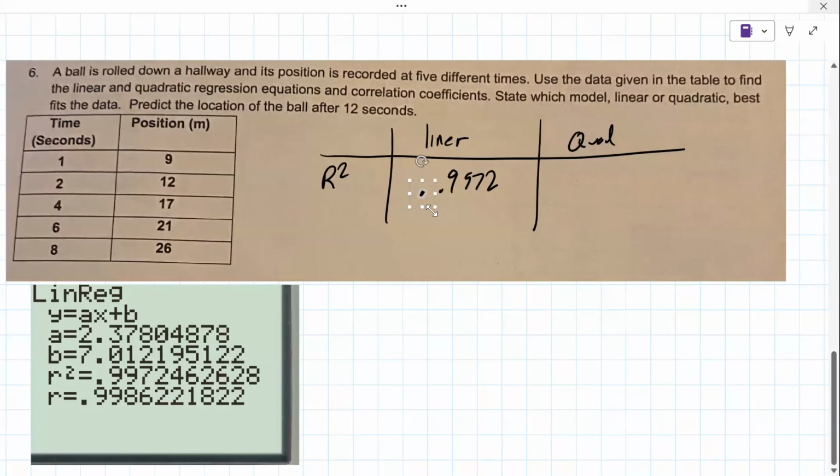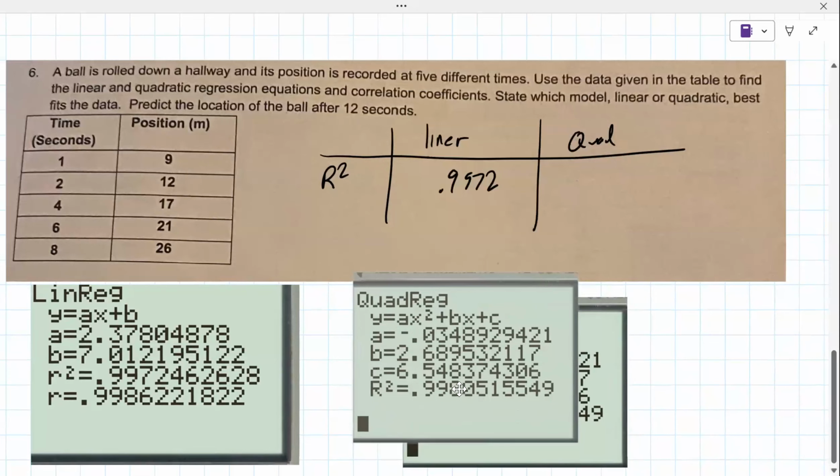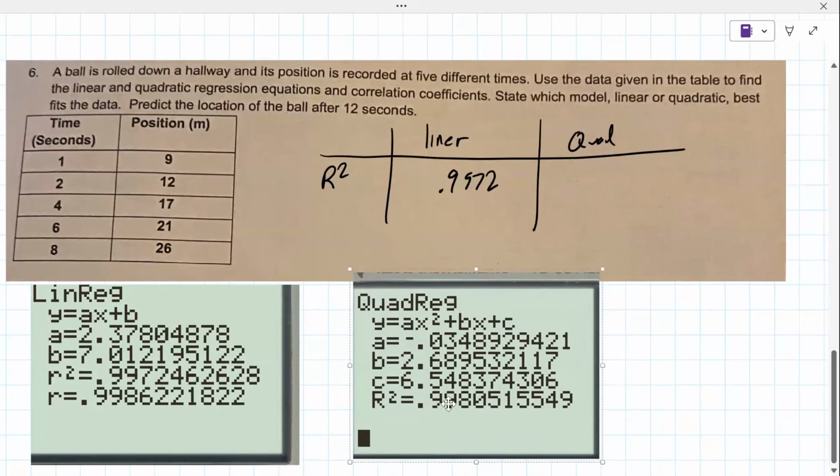All right, so I'll click stat, go to calc, go down to quad, and then just calculate it, correct? Yep. And what you're hoping to find here is, these are really close. You could sit here and say, oh, it must be quadratic because it's closer to one. But they're really close.